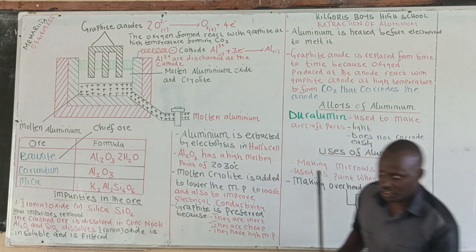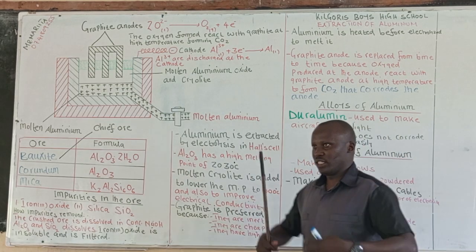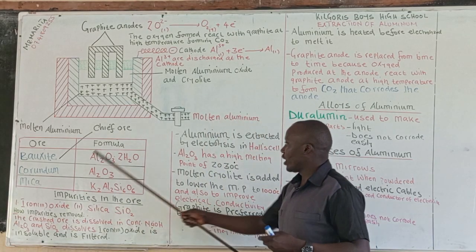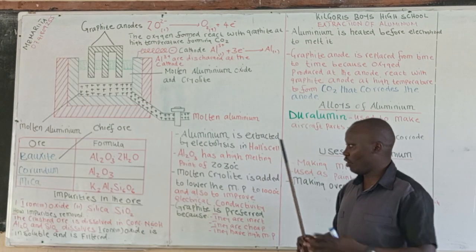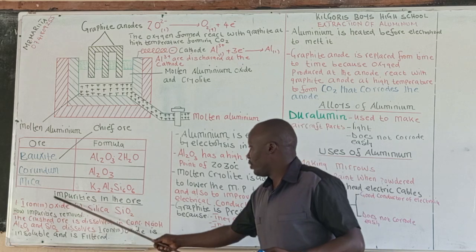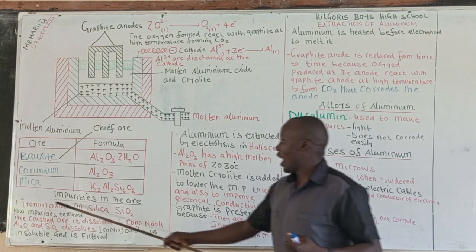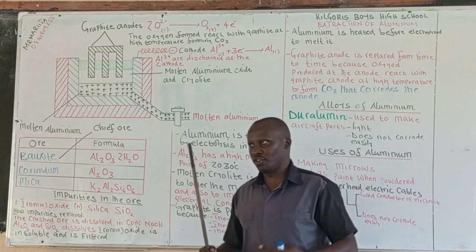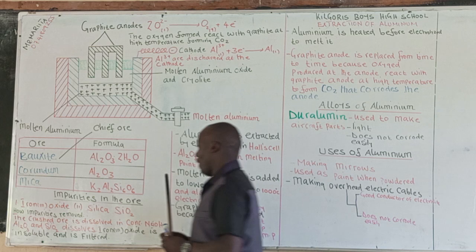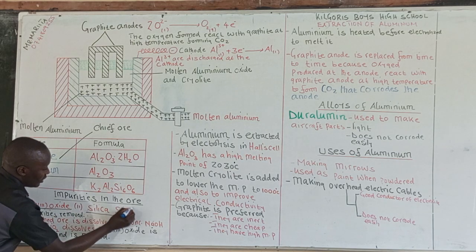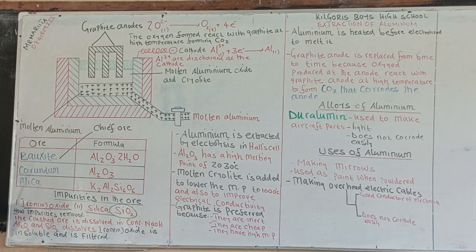Now, during the extraction of metals from underground, the ore normally contains some impurities. What are the impurities found in this ore of aluminium oxide? One, we have iron 3 oxide, and then we have silicon 4 oxide. These are the major impurities in the ore. So we have aluminium oxide, and then we have the silicon, which is normally silicon oxide.